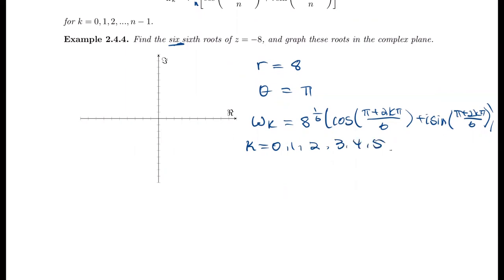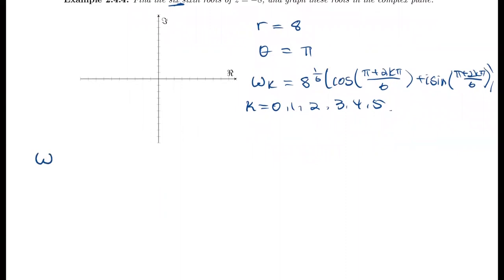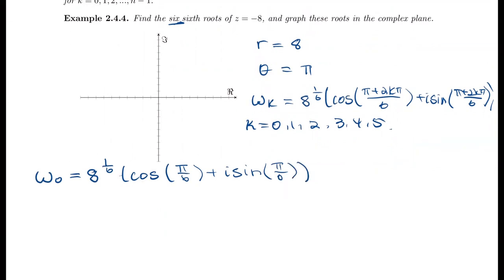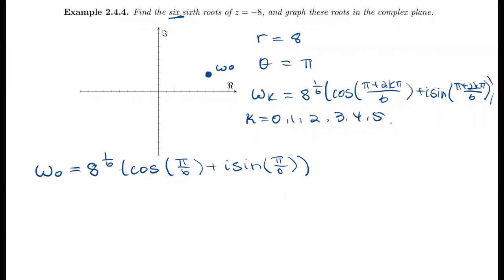So that means for omega 0, we would actually just have 8 to the power 1 over 6, cosine of pi over 6 plus i sine pi over 6. So on the graph, that would be close to around here, or maybe around here. So that's omega 0, I'll label that.